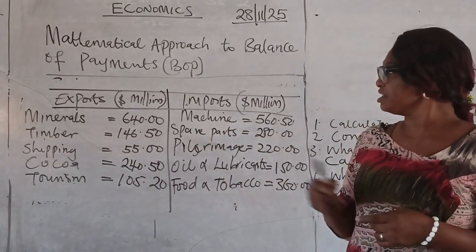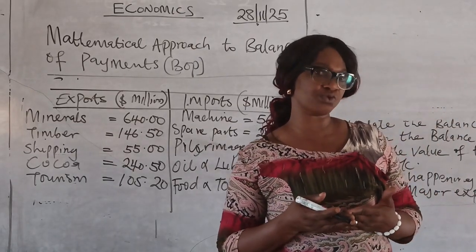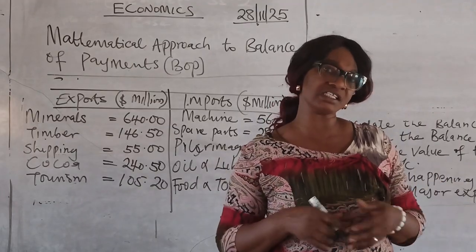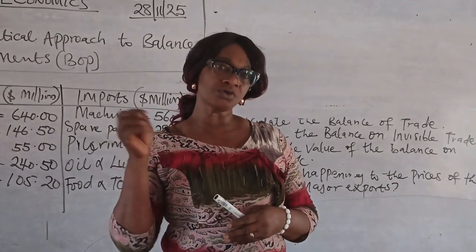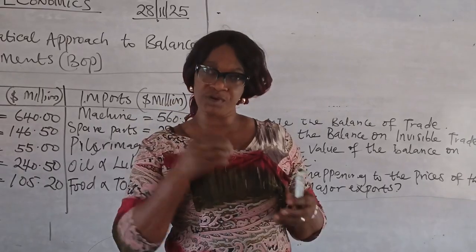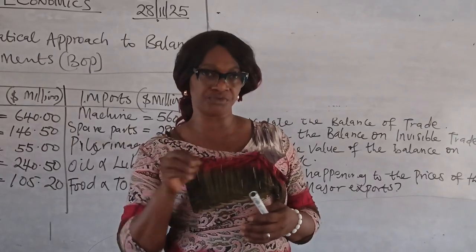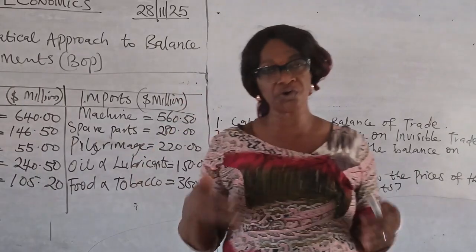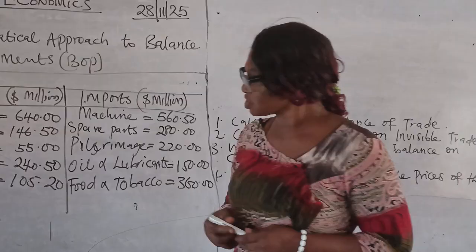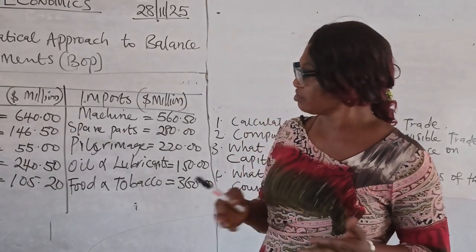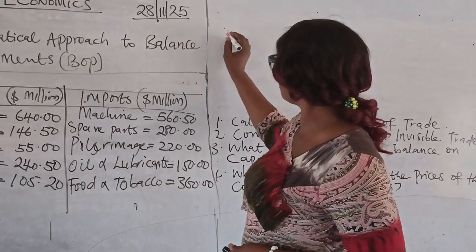We are asked to calculate the balance of trade. Of course, I told you that balance of trade is the same thing as visible trade. And of course, you know what visible trade is. Those things that you can see are also called merchandise. The tangible goods that you can see, like cocoa and so on. So let us look at the exports. Under export, we can see minerals, $640 million.